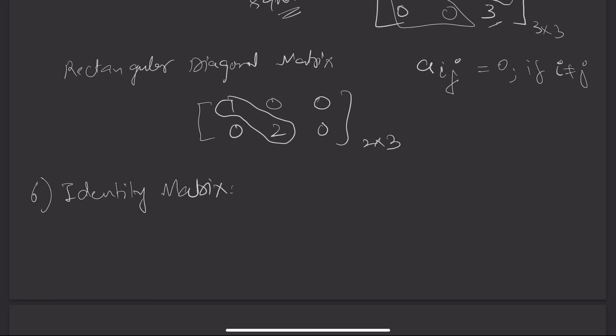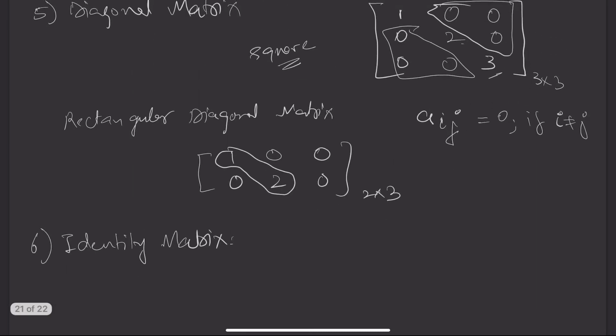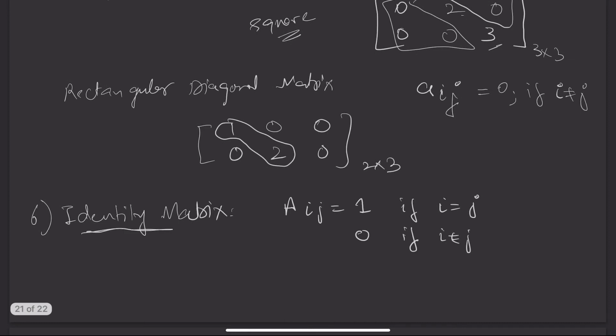So an identity matrix is a matrix where all the diagonal elements are 1 and all the non-diagonal elements are 0. I mean, all the diagonal elements are 1 if i equals j, and it will be 0 if i is not equal to j. Also, in case of identity matrices, these matrices are always square matrices.